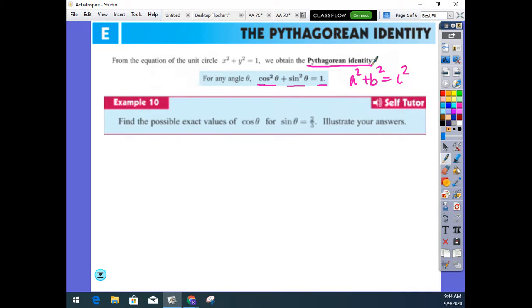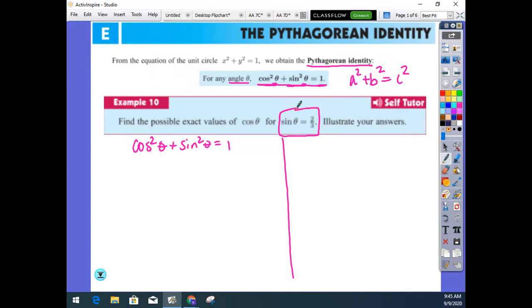Identity just means it's true for every single value. No matter what angle we're talking about, this will work for every single angle theta. Now, for example 10, I'm going to show you two different ways. You can watch and then choose the way, or write both ways just in case. We're going to start with the way the book does it, and then I'm going to show you another way. So this one starts with this identity, cosine squared plus sine squared equals 1.